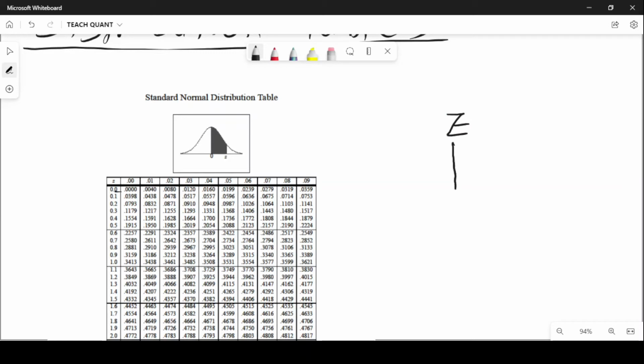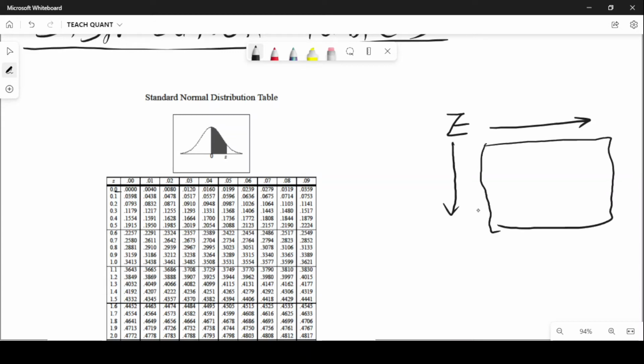When you look at it, you see that there is a Z here, and there are values below it, and the values going sideways. And then in between here, we have more values. So we'll be looking at the Z values. And when you look at the diagram on top here, it tells you from 0 to Z. So what we normally have is this: the Z axis, both the negative and the positive, and the center is at 0.